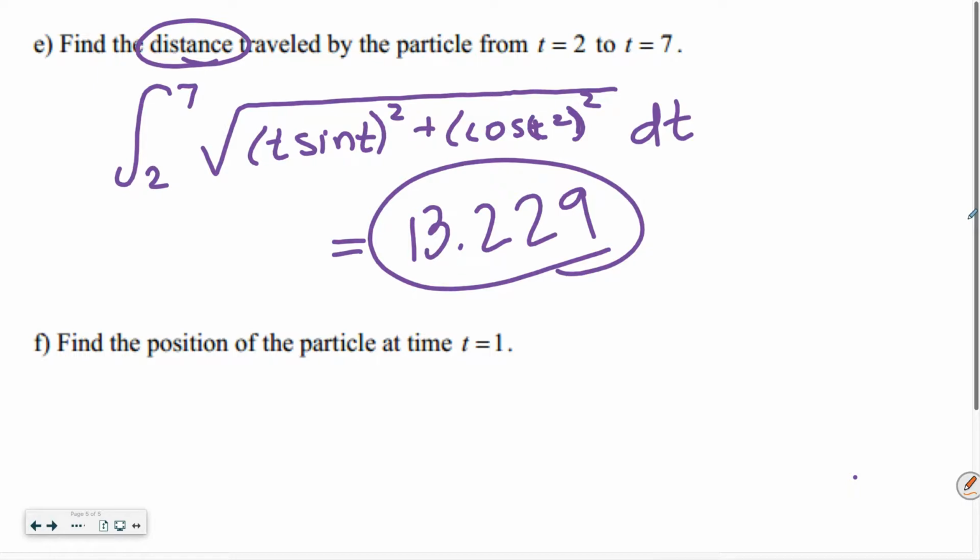Okay, find the position. Find the position of the particle. Okay, now this is tricky.